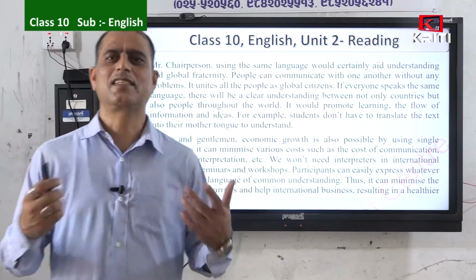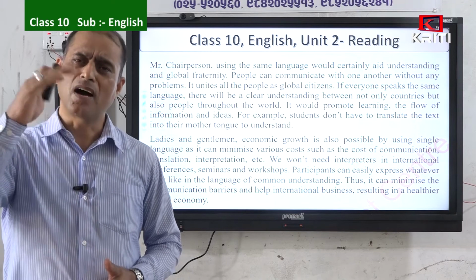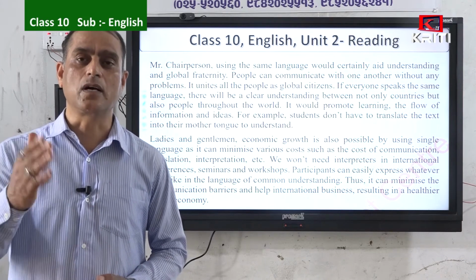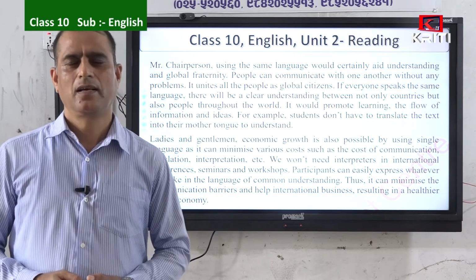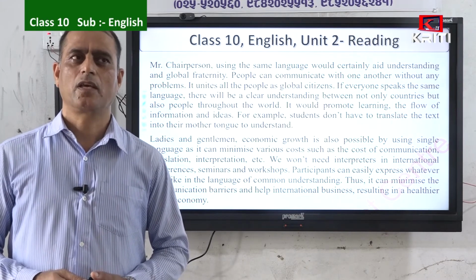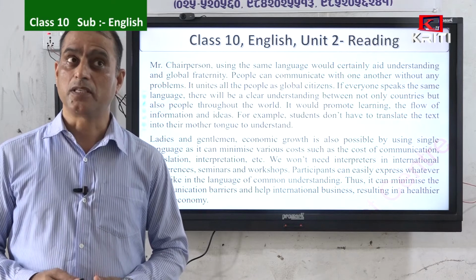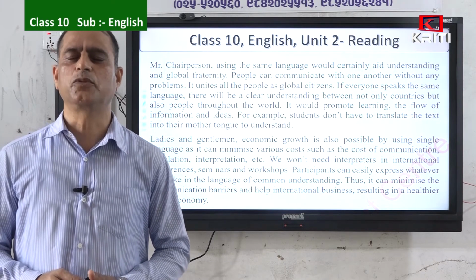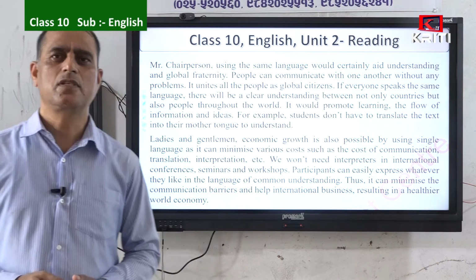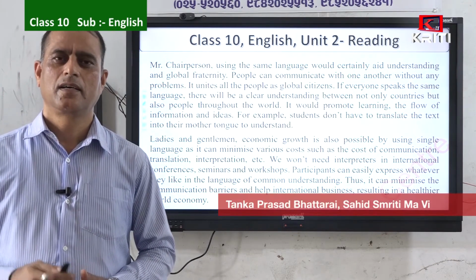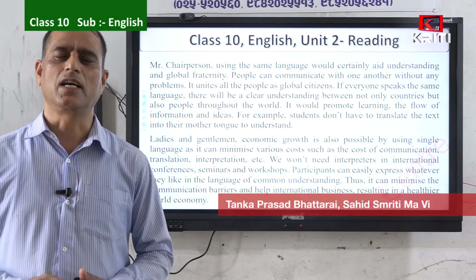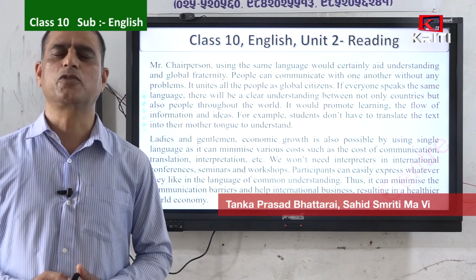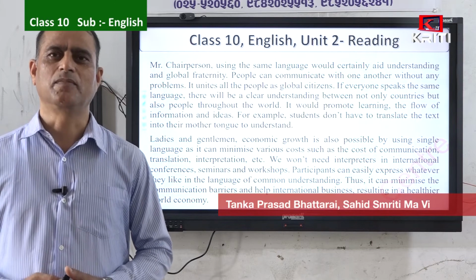Yeah. Using single language can minimize, reduce the cost of communication. How is the cost of communication minimized? Yes, definitely. Have you seen the Prime Minister of one country, the President of one country taking an interpreter to another country? Suppose the Prime Minister of Nepal goes to China, then he takes one interpreter, and it is costly to take interpreters to the new place with him.